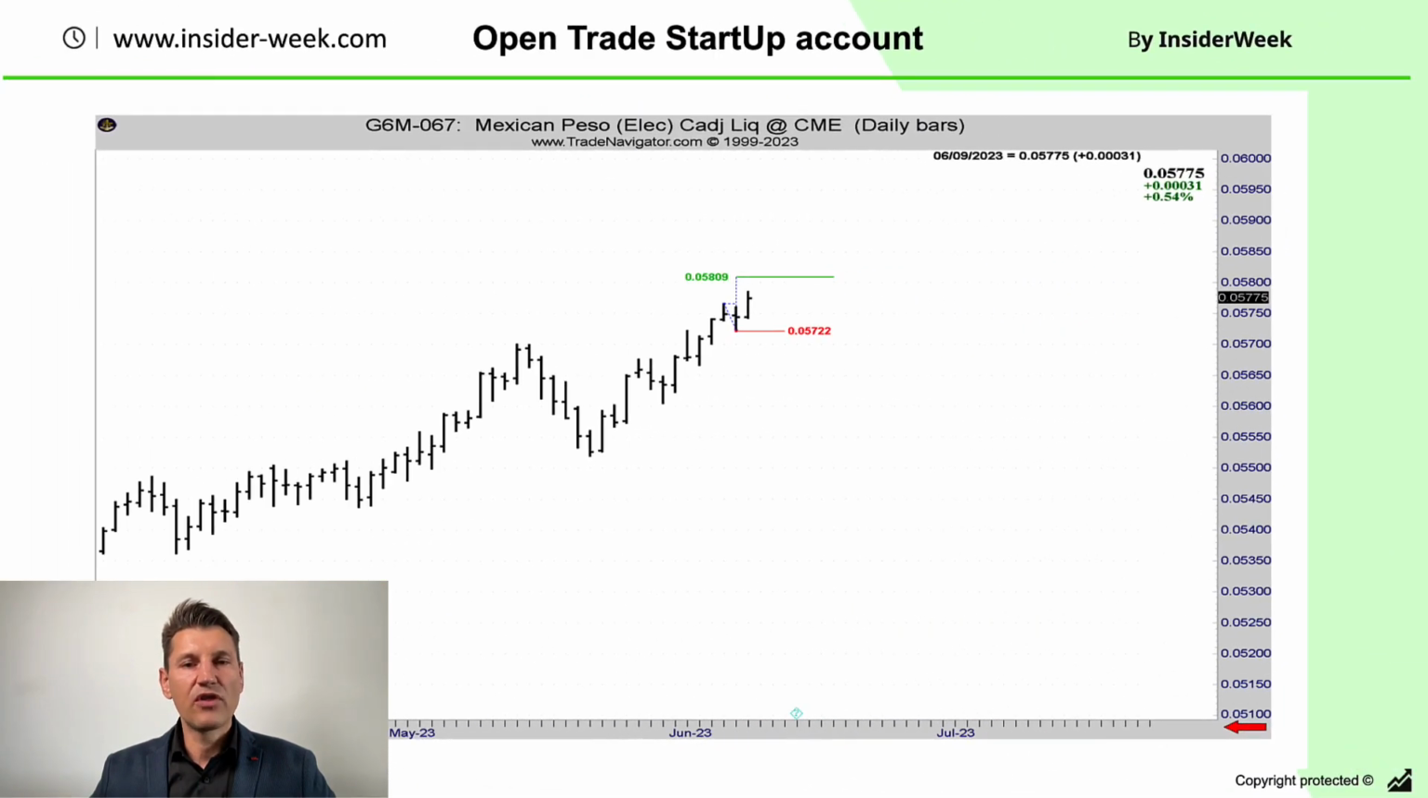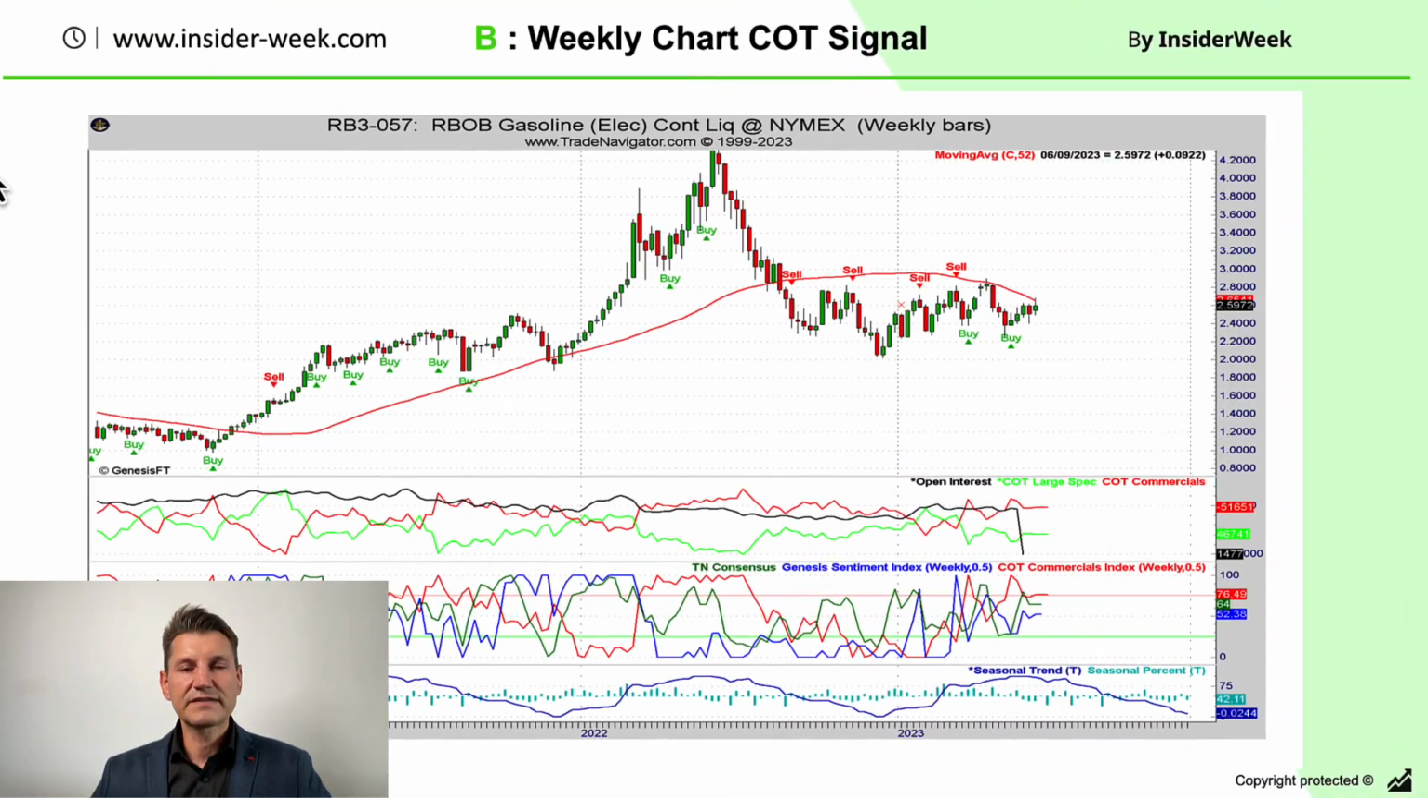We also have an open position on the startup account in Mexican peso. This is a very good case for trading against COT data or against commercials. There are certain situations where you can trade against commercials, and as you can see based on this trade, it could be very profitable. The correction from Thursday allowed us to set a new price target and to move our stop to the low of Thursday minus 1 tick.